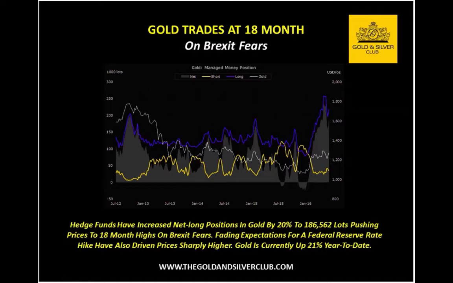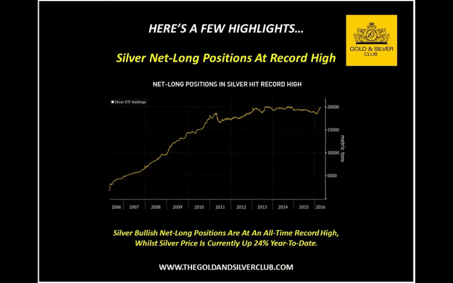At the Gold and Silver Club, we're certainly getting inundated with calls, with questions externally regarding this huge event next Thursday. So with that, we'll aim to give you a bit of clarity over today's session, the sort of opportunities that we're looking at. Gold is now up 21% year to date, so it's had an impressive move, breaking out to 18-month highs. If we look at silver, net long positions are now at record highs. So silver bullish net long positions are at all-time highs, while silver price is currently up 24% year to date.